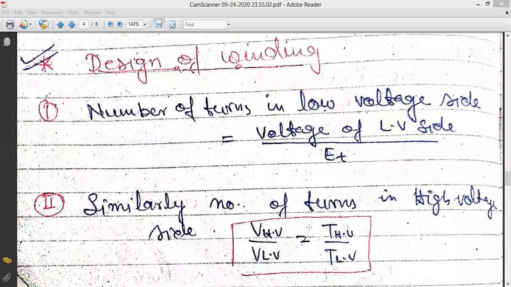So when you have to calculate its winding design, firstly you have to calculate the voltage on the low voltage side, and if you divide this voltage on the low voltage side by ET, you can get the number of turns on the low voltage side. After that you can use the formula of turns ratio, that is VHV upon VLV is equal to THV upon TLV. So by this method you can get the value of low voltage side turns as well as high voltage side turns. So it is clear to all of you?